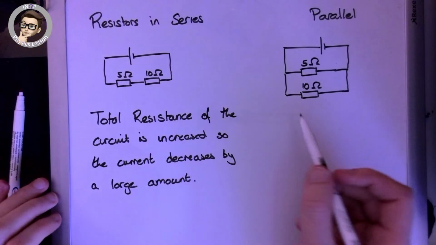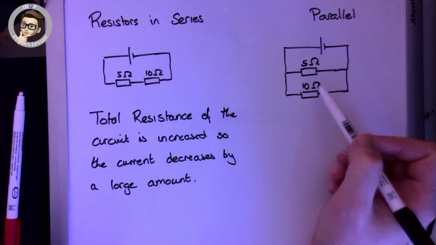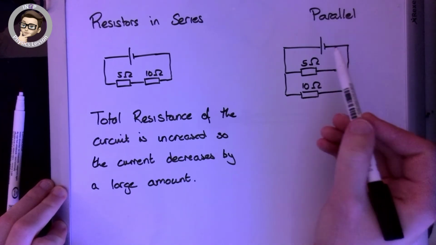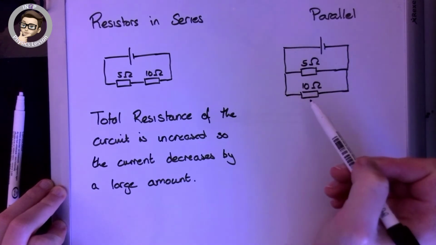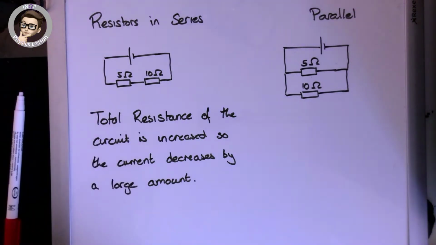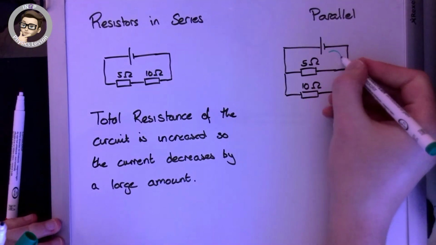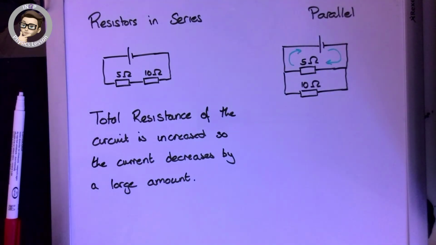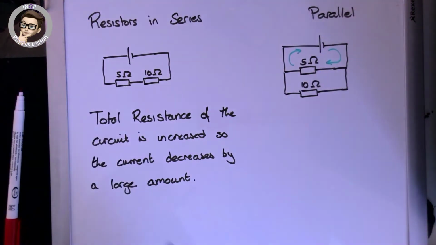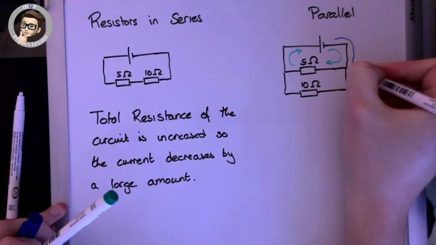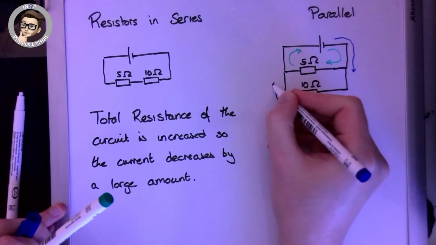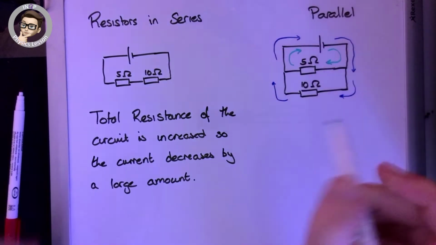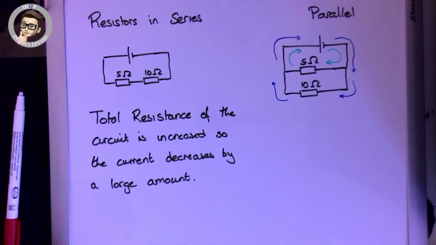Now if we look at the parallel one though, still got the same 2 resistors, but this time it's one on a separate branch to the other one. So there's actually 2 routes round now for my current to go. I've got the green route, which might be going round there and then back. And I've also got the blue route, which is going that way, going around there, and then back. So two different journeys for those electrons to go.